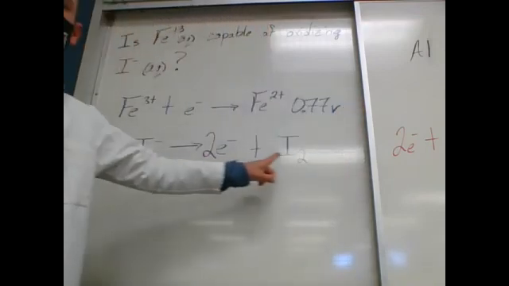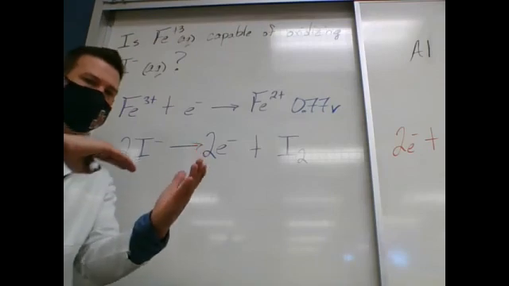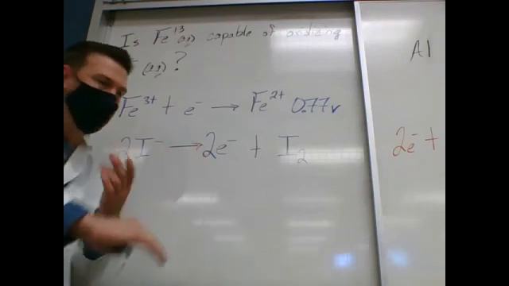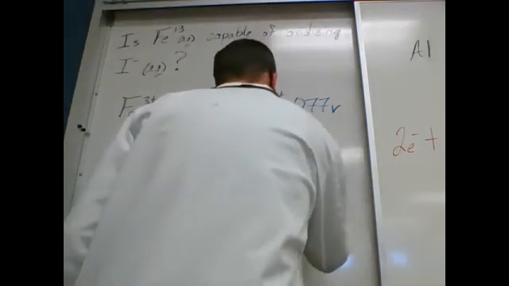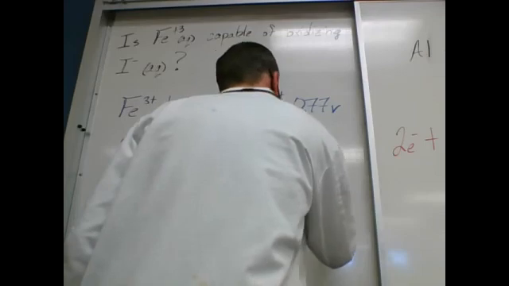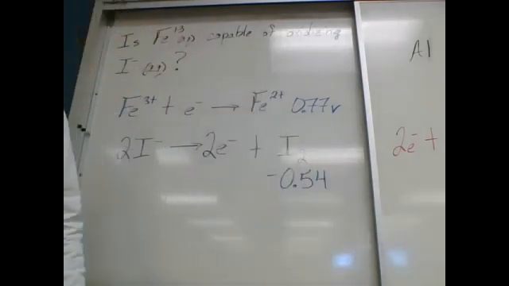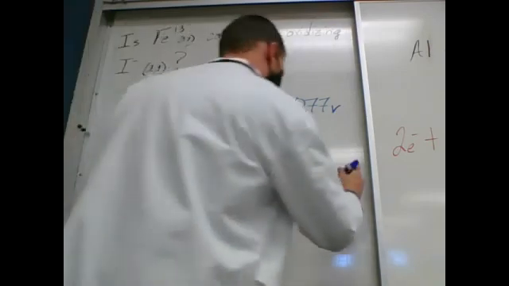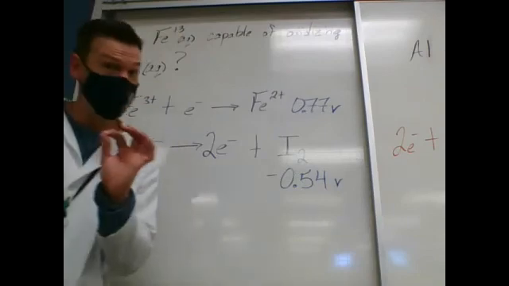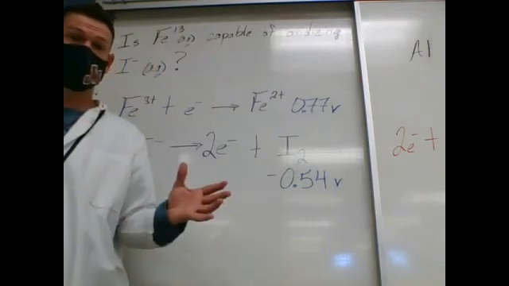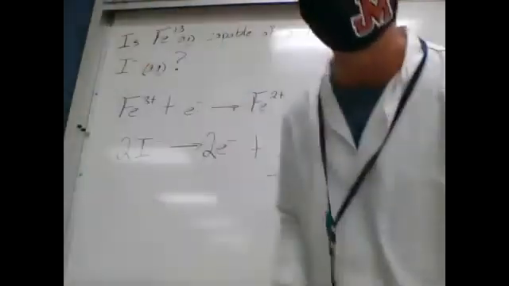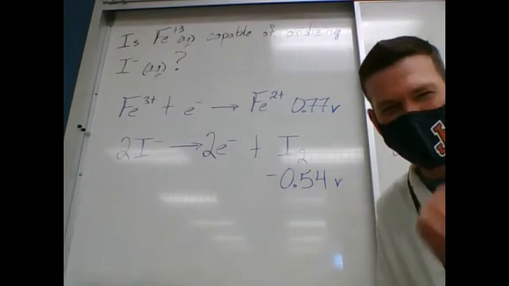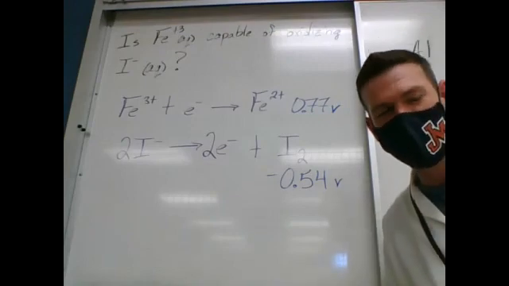Careful, careful, careful. This is oxidation. You need to flip the sign. And when you do, and you look it up, I get negative 0.54. Yes or no? And this one was closer. However, it'll happen because if you sum those together, our cell potential is positive. And hooray, the answer is yes.